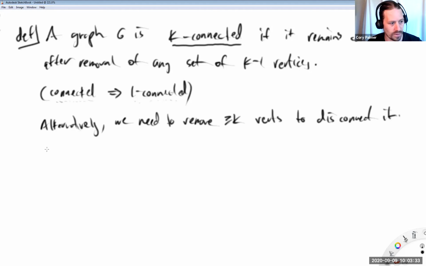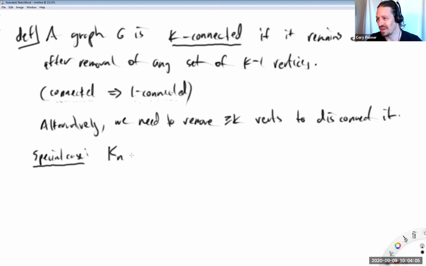But let me add one other thing. There's a special case, and that's the complete graph. So Kn. There's no way to disconnect a complete graph by removing vertices. Think about it for a little bit. Every time you pull off a vertex, you're left with a smaller complete graph that will always be connected at every point. And so the only thing you can do with the complete graph is remove all the vertices and make it disappear and become the empty graph.